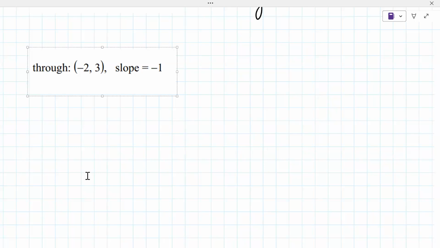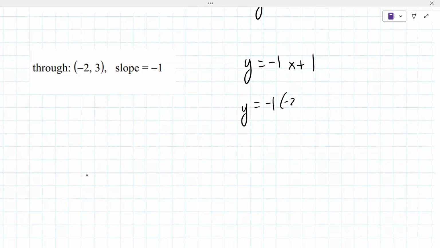Y equals negative 1x plus 1. Okay, so if I put negative 2 in for x, will I get 3? That's my check here, by the way. And I do. You are correct.